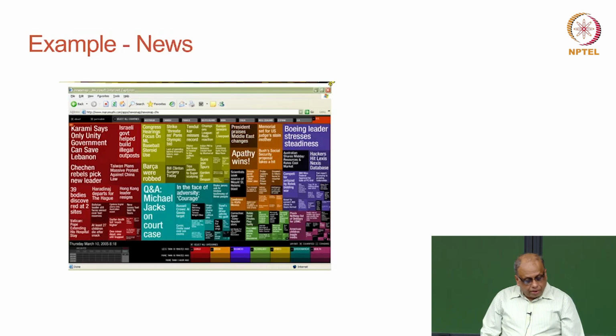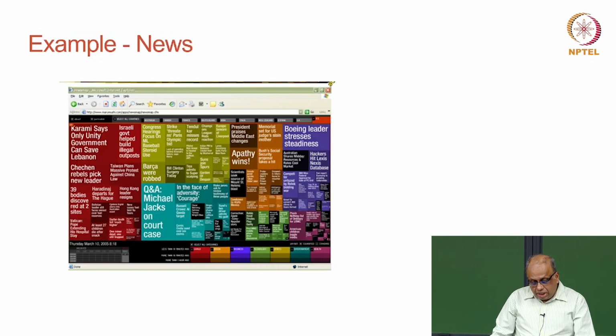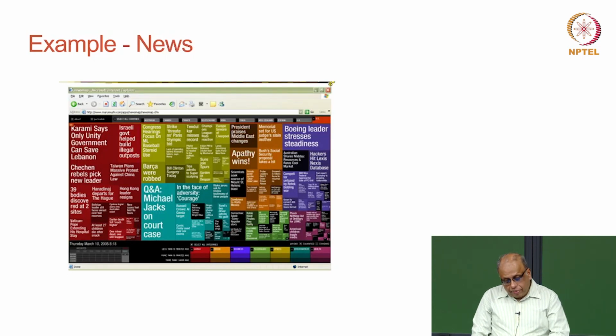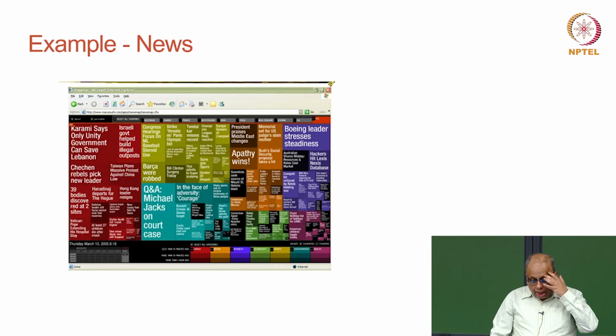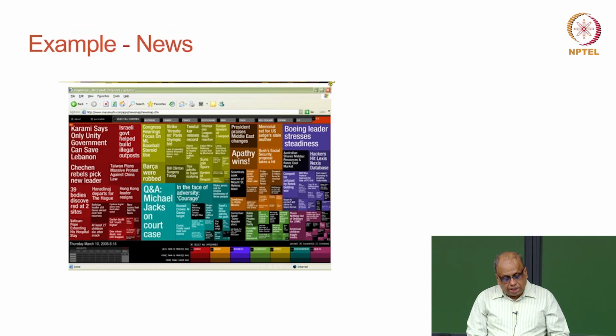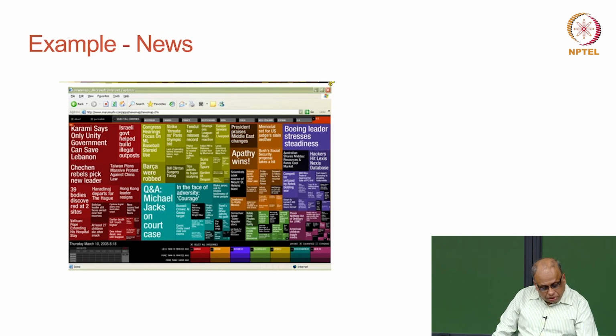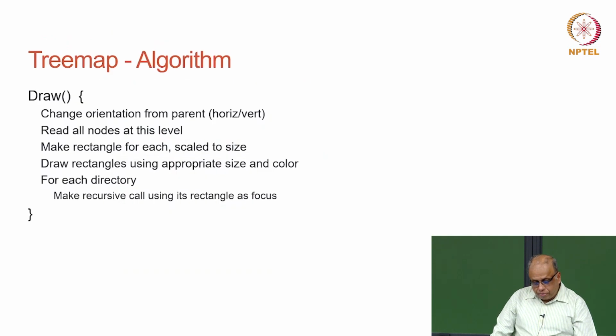Another example: news of different kinds of areas has been broken up, and you can see that the colors are used for different types of news, and the overall news space has been broken down. And so this is again a very good use of the space to show the whole tree structure.